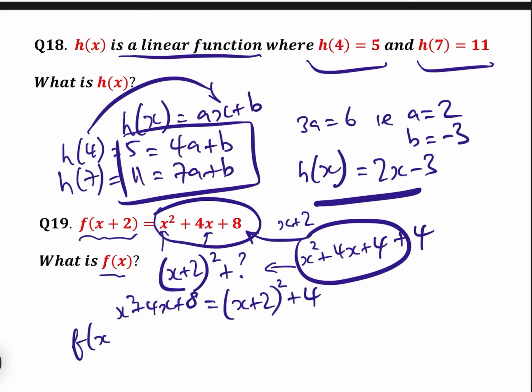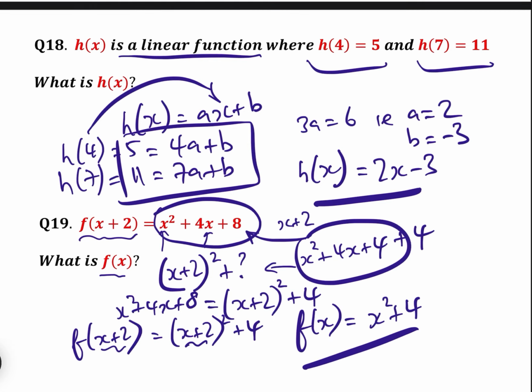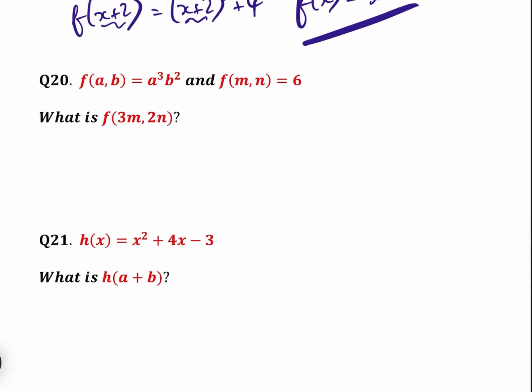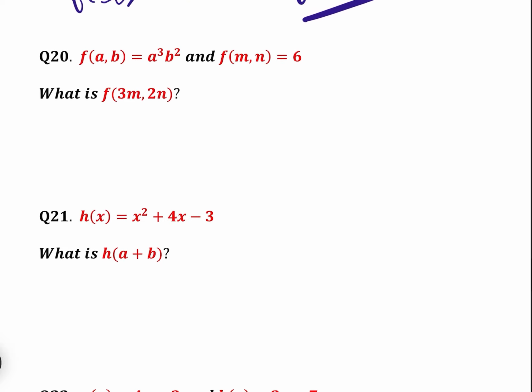So we know that f of x plus 2 is x plus 2 squared add 4. And so therefore, given that this can be anything, it can be a smiley face, f of x equals x squared add 4. That's question 19. Okay, questions 20 and 21, if you want to pause the video now and do those.